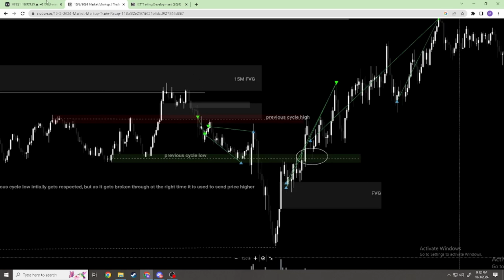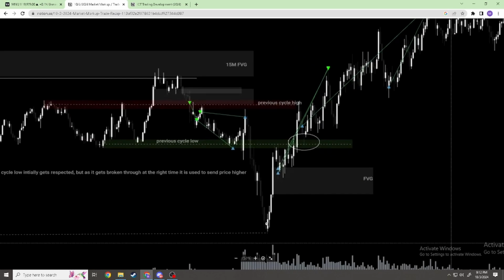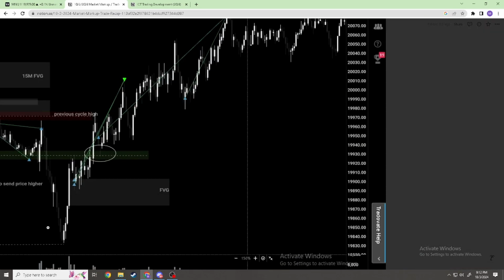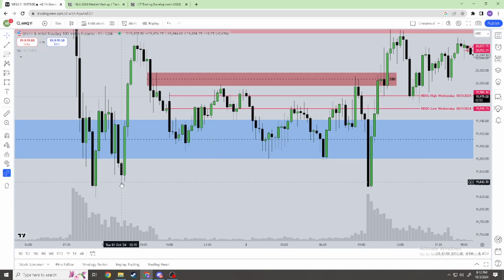But SMTs are used and are a super good PD array to depict where the markets might go. And what is that? So NASDAQ and ES are correlated. And what I saw on ES is this low taking out buy side over here. Yeah, so it takes out this buy side.